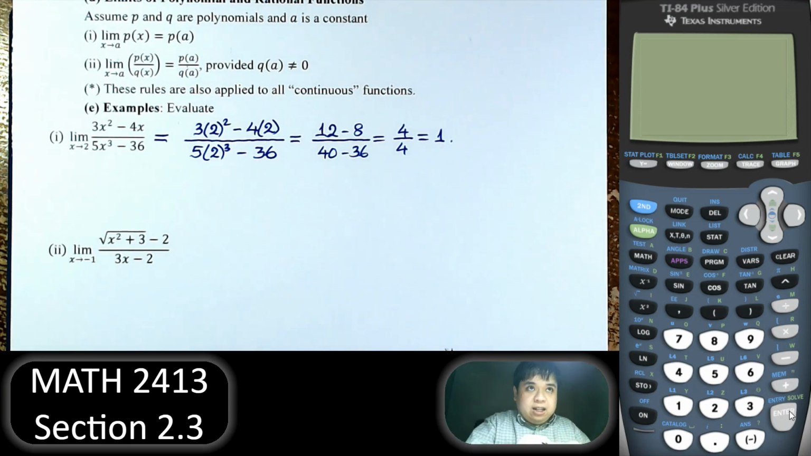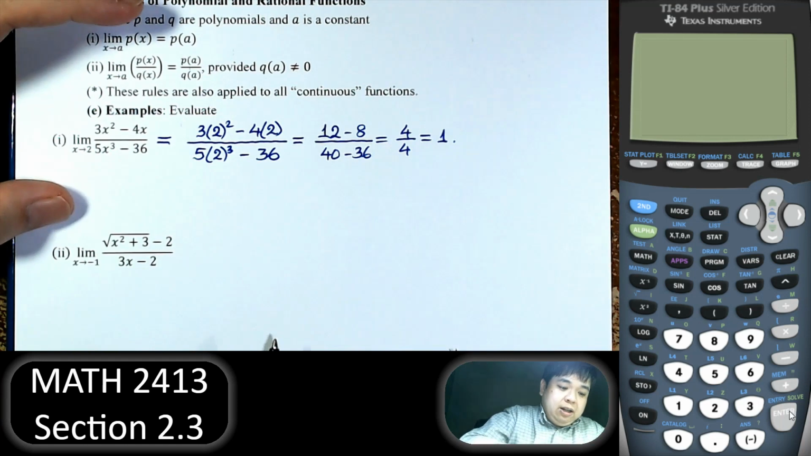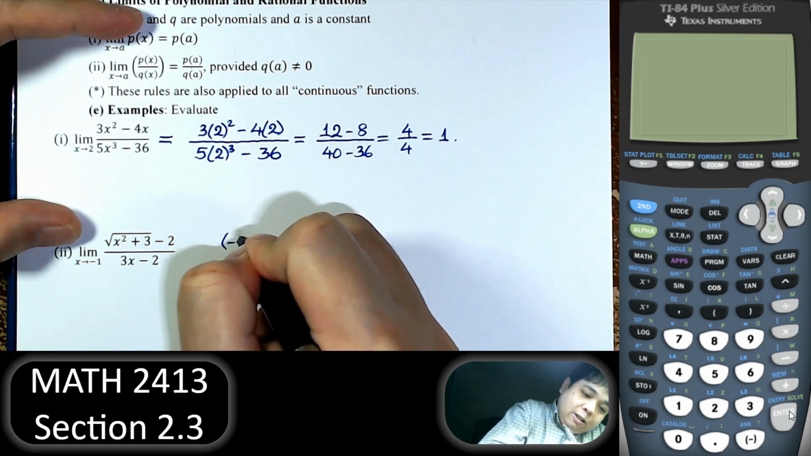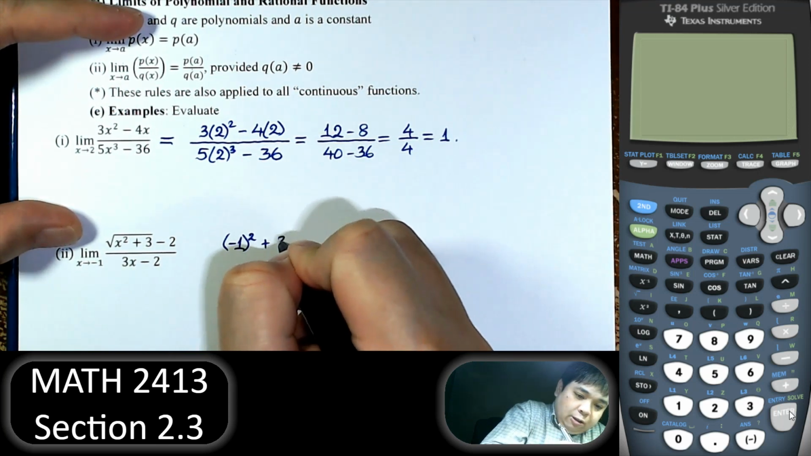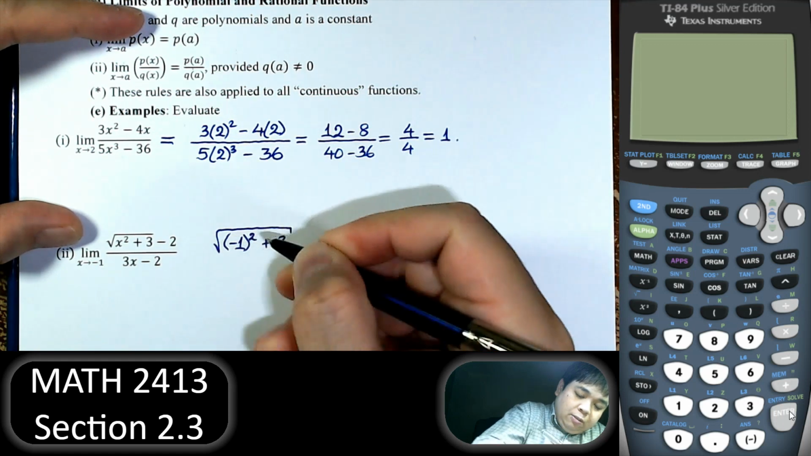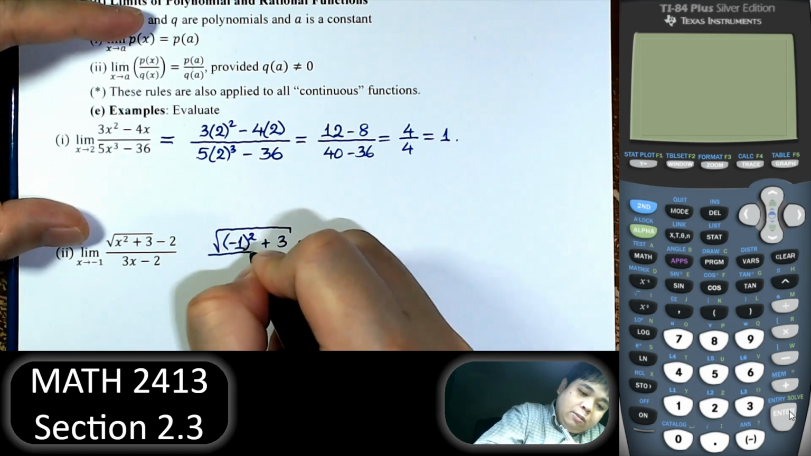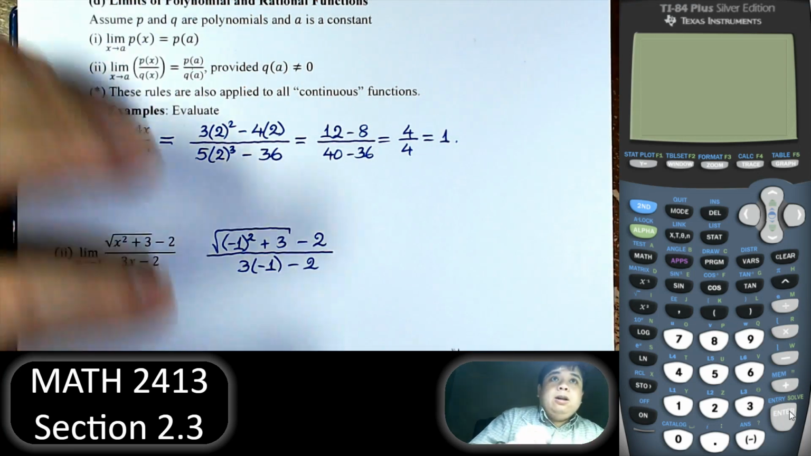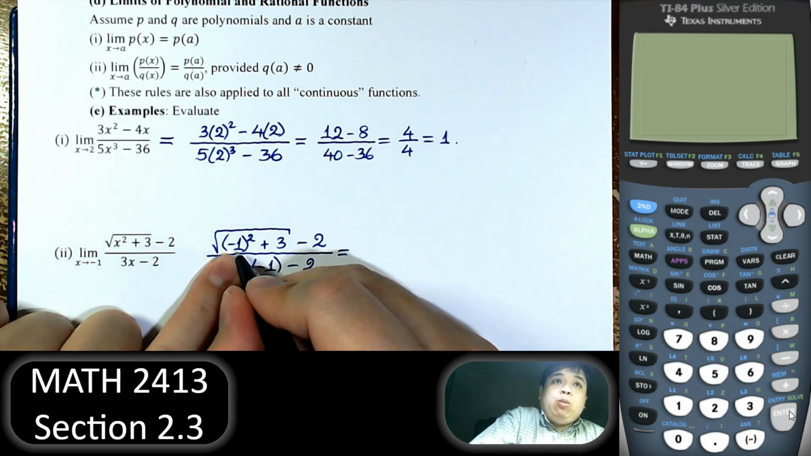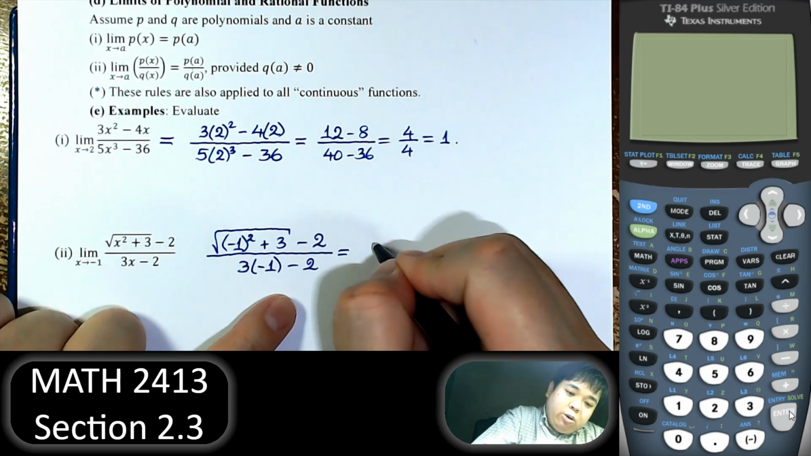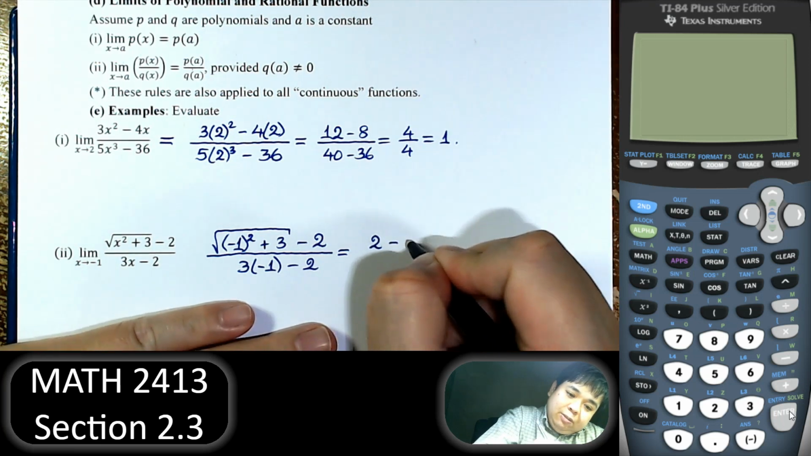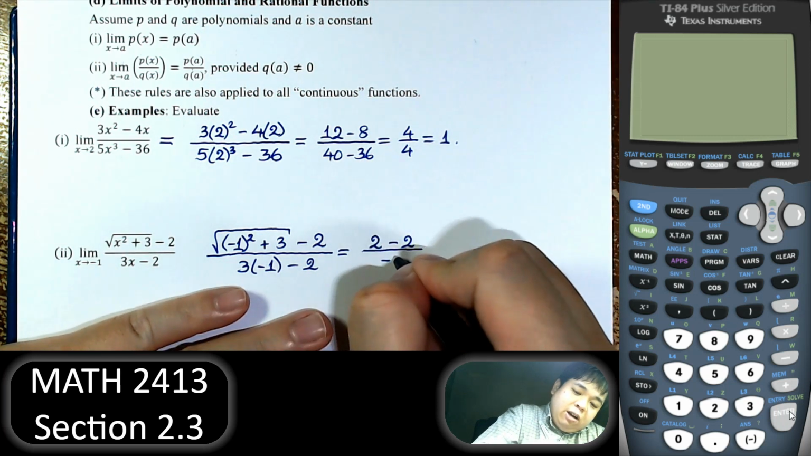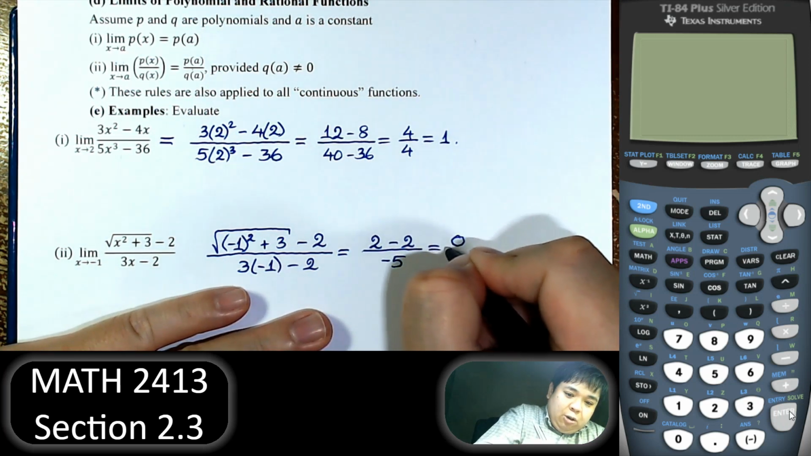Right, let's see the second example. Can we still do that? By the way, actually, let's just do this first. Put -1 in for x. -1 squared is 1, plus 3 is 4, square root of 4 is 2. And the bottom, -3, -2 is -5. So we have 0 over -5.